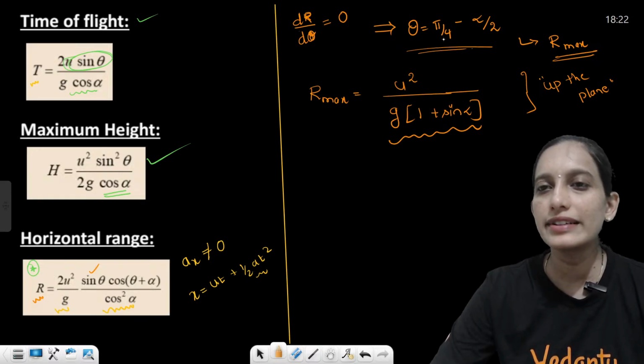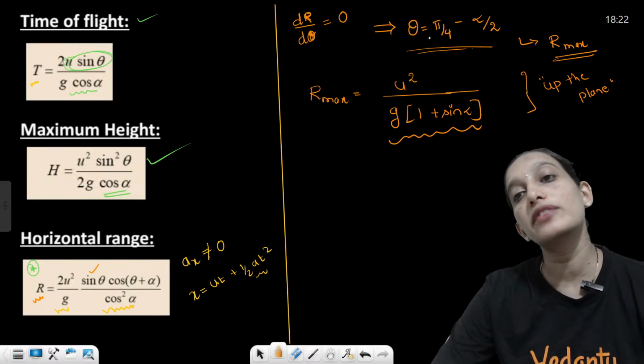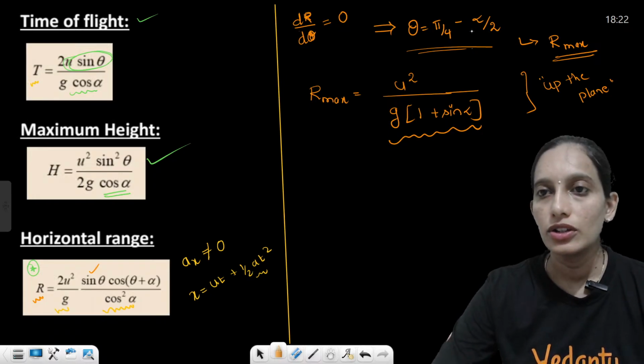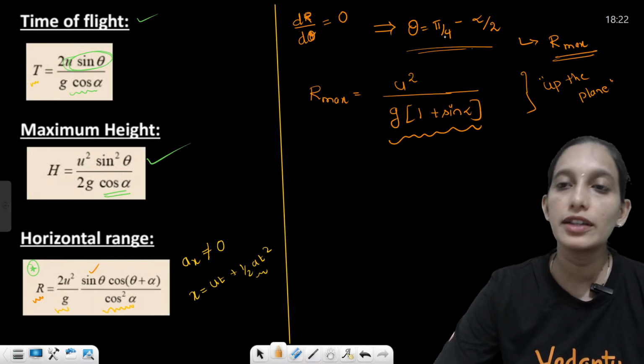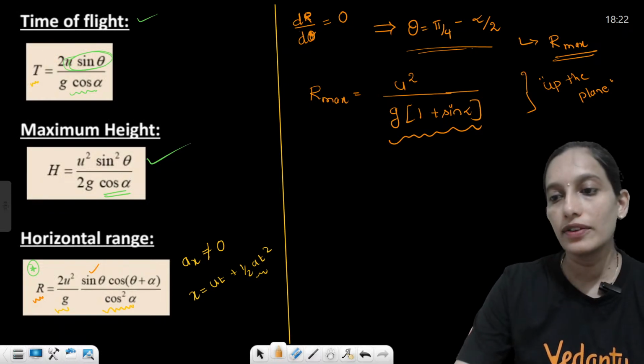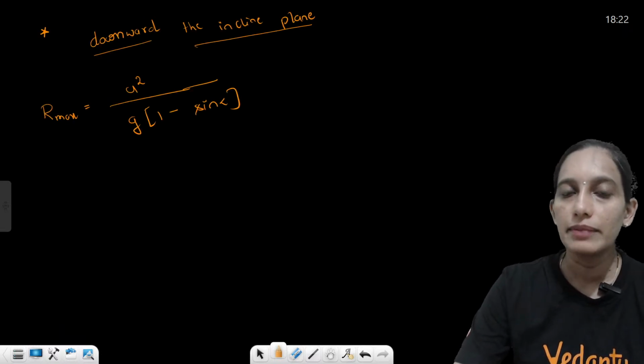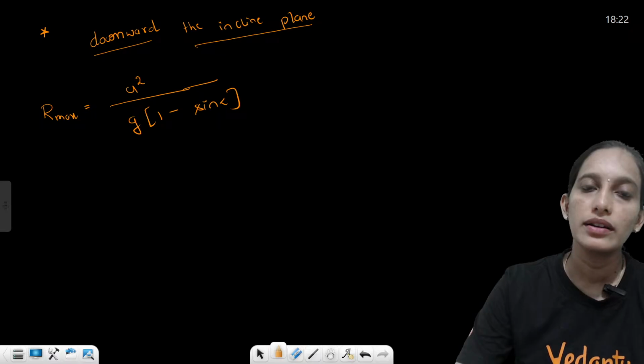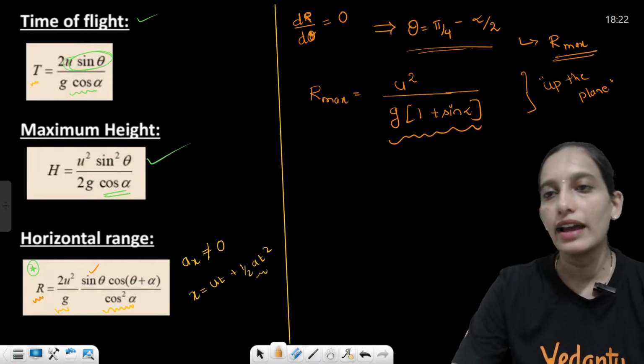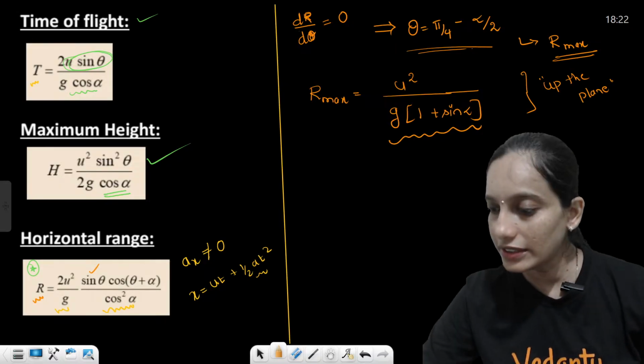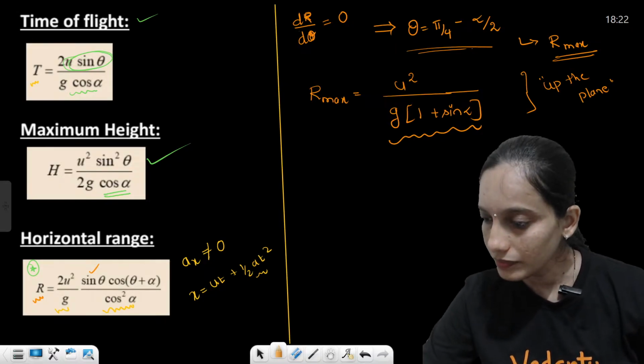So down the inclined plane, the angle condition changes slightly: it becomes pi by 4 plus alpha by 2. And the maximum range is u square divided by g into 1 minus sin alpha. Hope it is fine till here. Shall we go ahead?